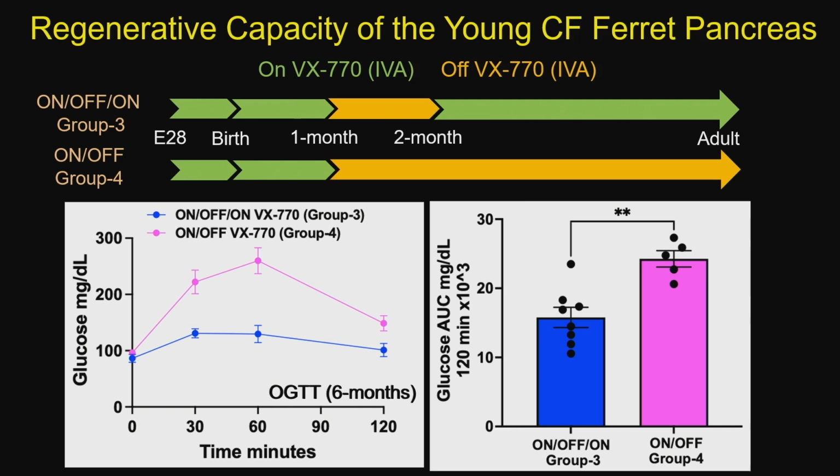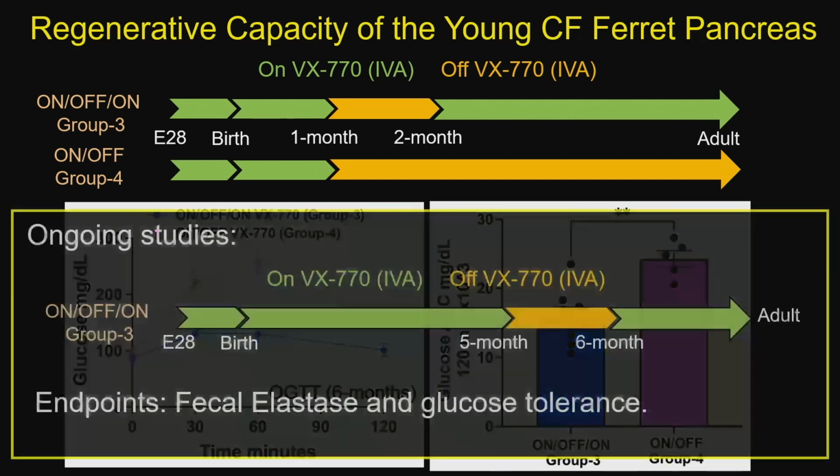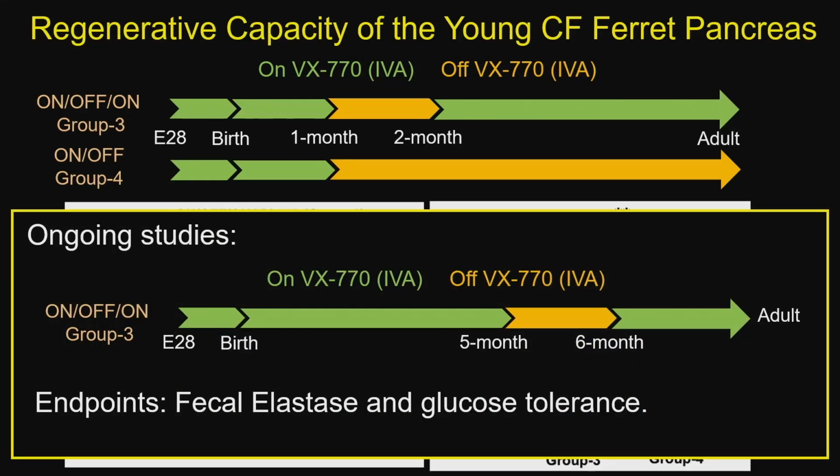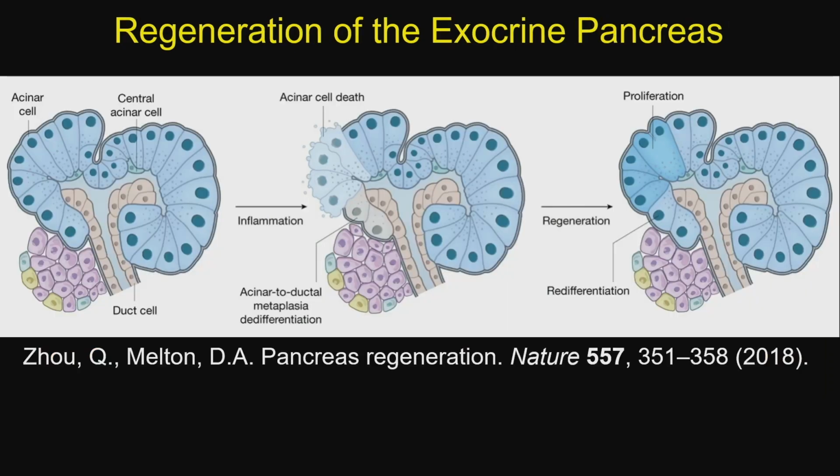If one then compares this to the earlier group that went off at 1 month and stayed off, again, one sees that the off group has significantly worse glucose tolerance compared to the on group, and this is just area under the curve showing the same thing. And the ongoing studies that we're doing now are to go into adult animals and take them off for a month and then ask what's their probability or likelihood of regaining pancreatic sufficiency, and how is that linked to their glycemic status when they're done.